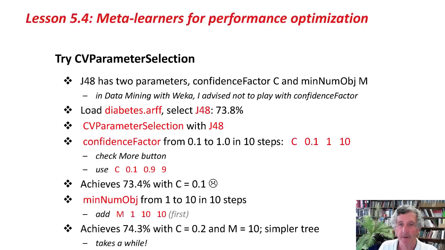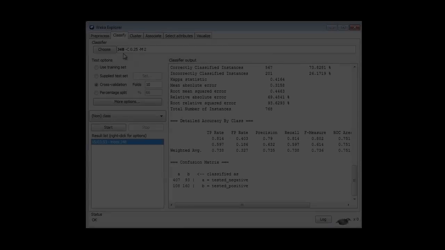we can use CV parameter selection. The way we express our optimization is to write a kind of loop. The C parameter is going to go from 0.1 to 1 in steps of 10. That'll take it right up to 1.0, and actually if you were to try this you would find it would fail, because if C is set to 1 then J48 can't cope with that. So instead we're going to use C goes from 0.1 to 0.9 in 9 steps. To find out about this syntax you need to use the More button. Anyway, let's go back to Weka and do that.